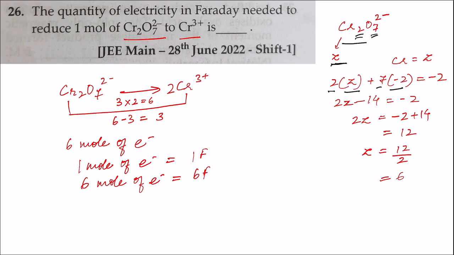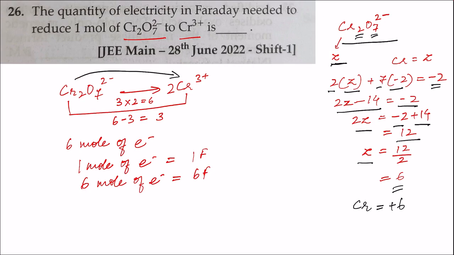And what is the overall charge on this anion? Overall charge is 2 minus, so this is equal to minus 2. Therefore 2Z minus 14 is equal to minus 2. 2Z will be equal to minus 2 plus 14, which is equal to 12, and Z is equal to 12 divided by 2, that is 6. So each chromium atom in Cr2O7 2 minus has oxidation state of plus 6, and now it is changing to Cr3 plus, that is from plus 6 oxidation state it is changing into plus 3 oxidation state.